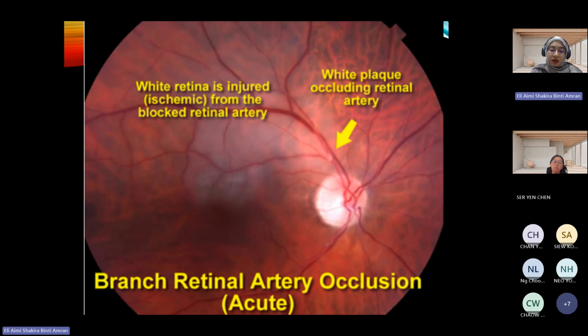It can be acute. It can be a sudden visual loss, caused by this BRAO. We have CRAO, we have BRAO.